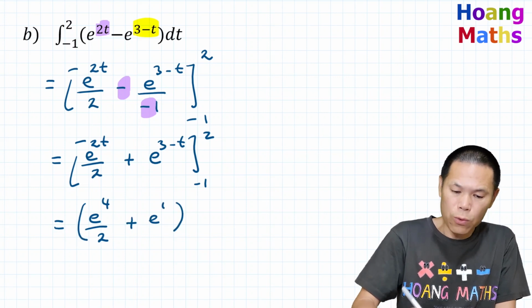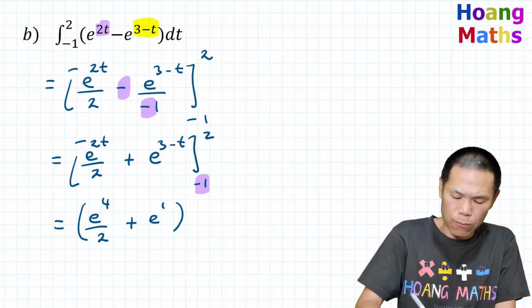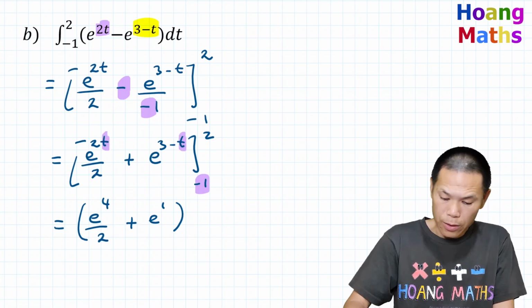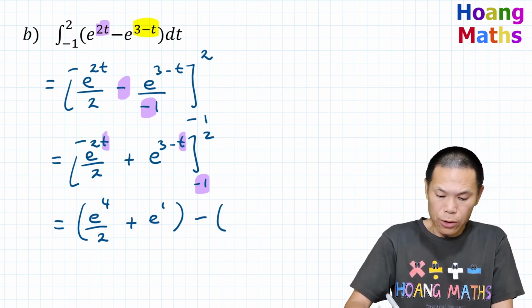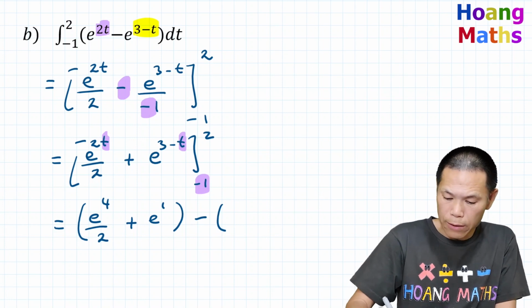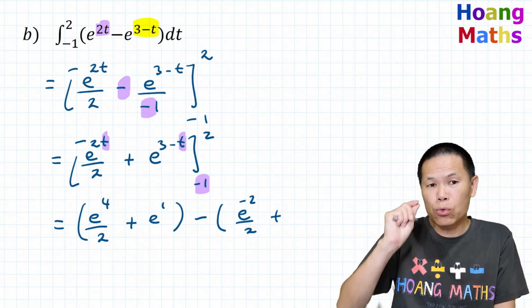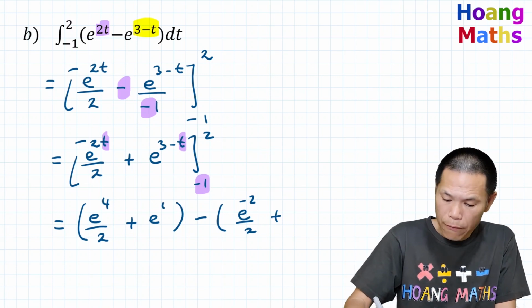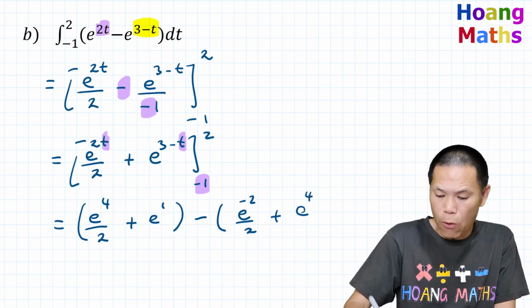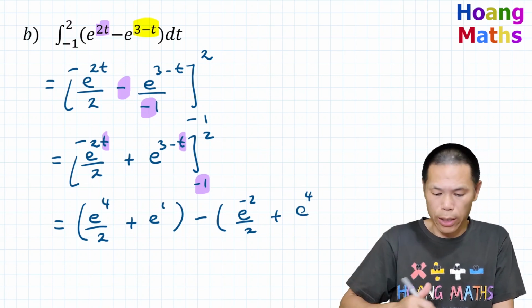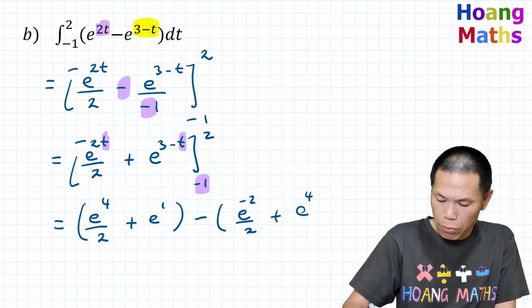And then we need to substitute negative 1 into these values here. So that is minus: negative 1 times 2 is negative 2, so e to the power of negative 2 over 2. And we add, now 3 minus negative 1 becomes 3 plus 1, so that gives me 4, e to the power of 4. Otherwise you can just use a calculator. Okay, then bracket this.